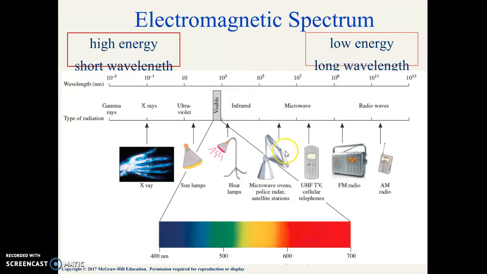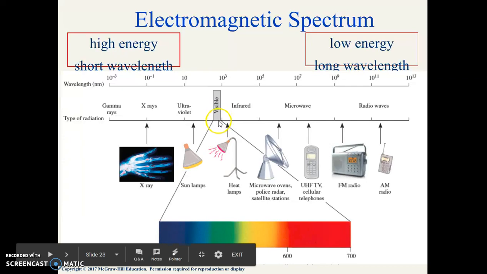This is the stuff that's not dangerous. This is the stuff that is dangerous. So the higher the energy, the more dangerous it is. And what we can see is just this teeny tiny bit of visible light. So the red, orange, yellow, green, blue, indigo, violet rainbow is the part of the electromagnetic spectrum that we can see.